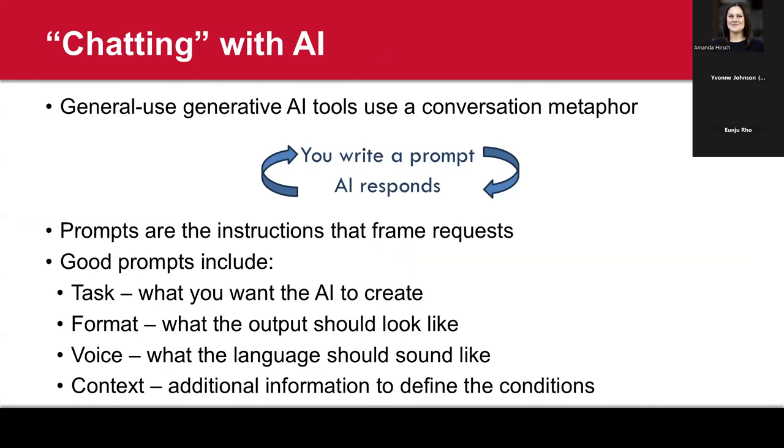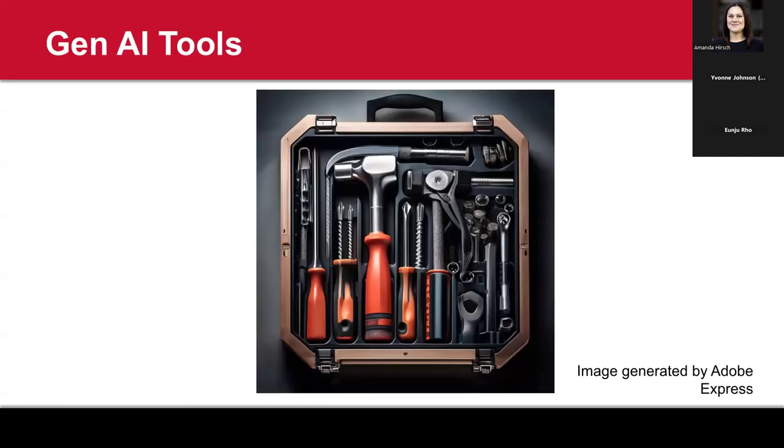So good prompts include a task, what you want the AI to create, the format, what the output should look like, voice, what the language should sound like in context, and additional information to define the conditions. And we'll go a little bit more into AI prompting a little bit later.